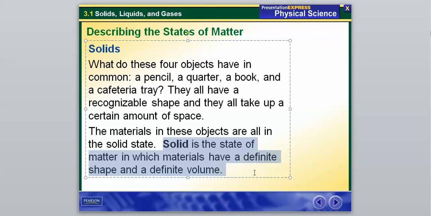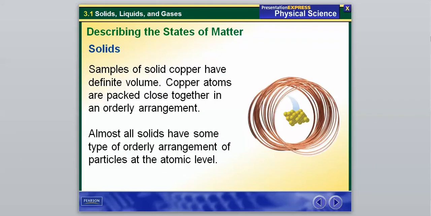So there's not a lot of change going on when something is in the solid state. Samples of solid copper have a definite volume, and that's because the atoms are packed close together in an orderly arrangement. If we break things down to the atomic level, when we talk about a solid, all of the atoms are going to be really close together. So that's our big indication that tells us that something is a solid.